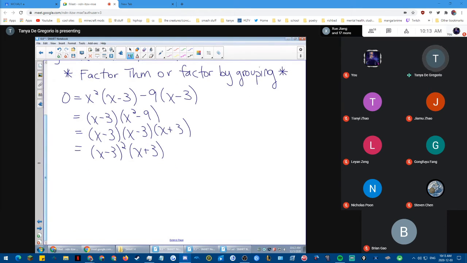From here, now I need to set this equal to 0 to get my critical points. Well, I've already done that. And so now my critical points are negative 3 and 3. So negative 3 comma what? You can give it to me as a decimal. And 3 comma what? You can give it to me as a decimal.